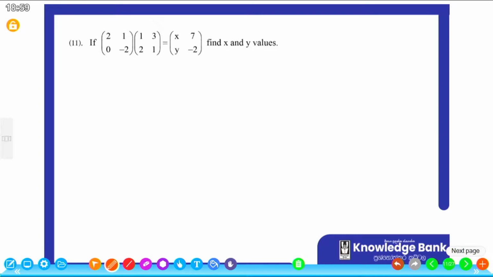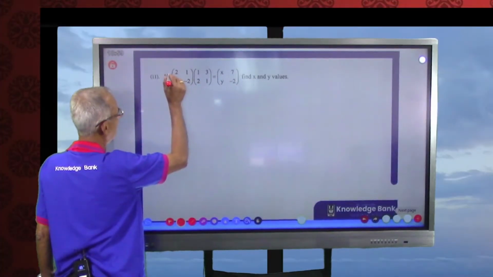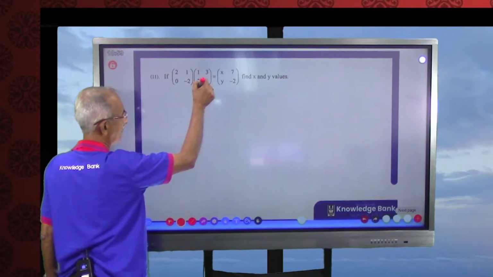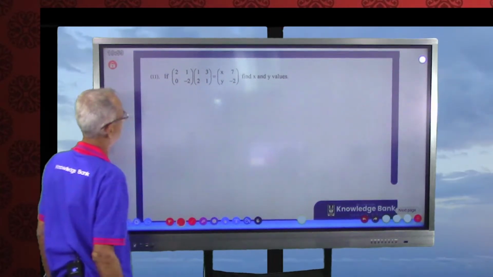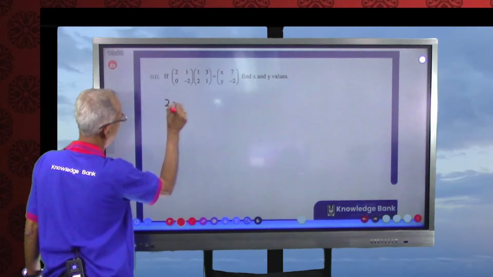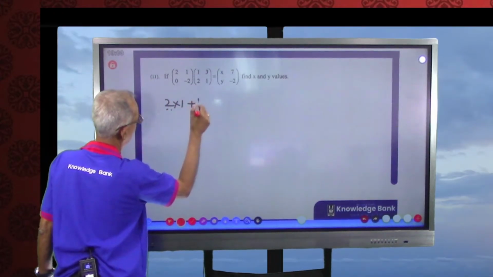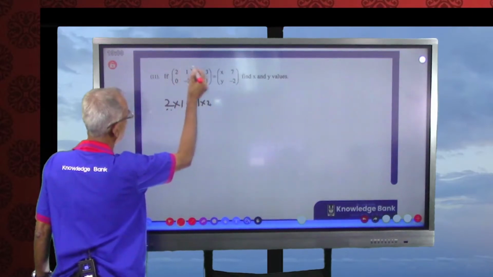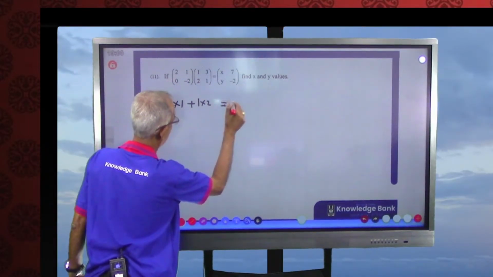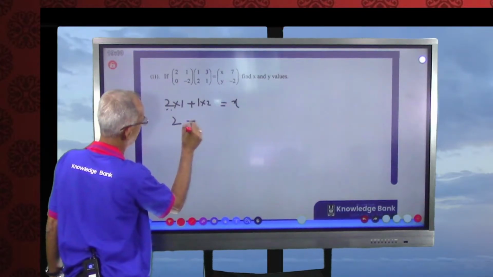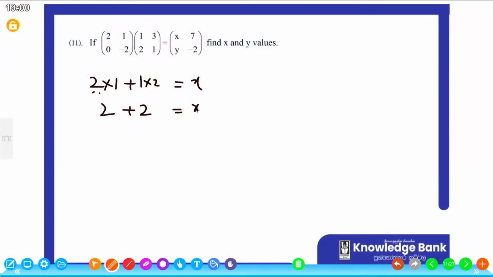Then here it is x. You can get it by multiplying the first row into the first column. The first row is 2, 1 and the second column is 1, 2. Then 2 into 1 plus 1 into 2. That is x. 2 into 1 is 2, and 1 into 2 is 2. Then x is equal to what? x is equal to 4. That's the way you have to find x.